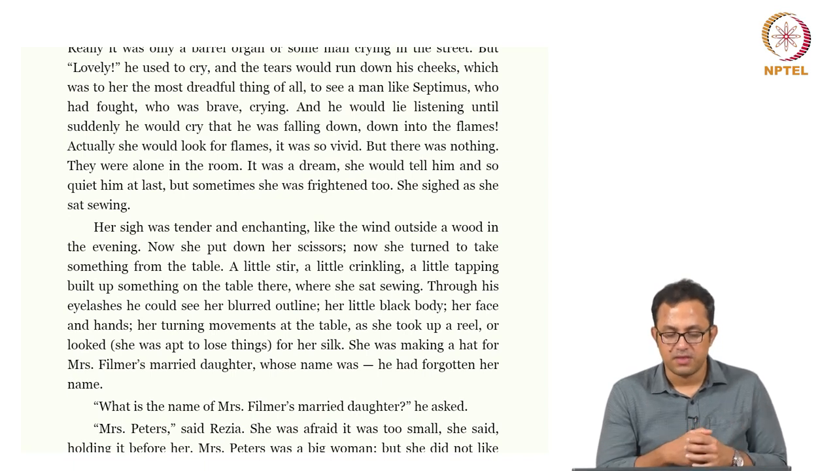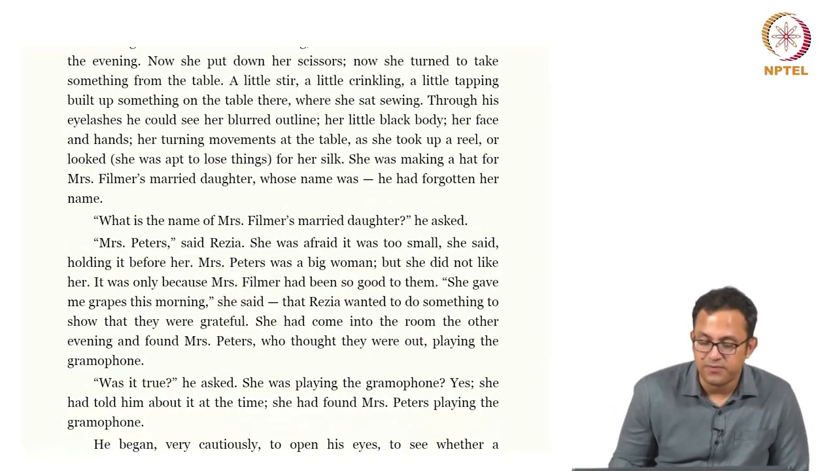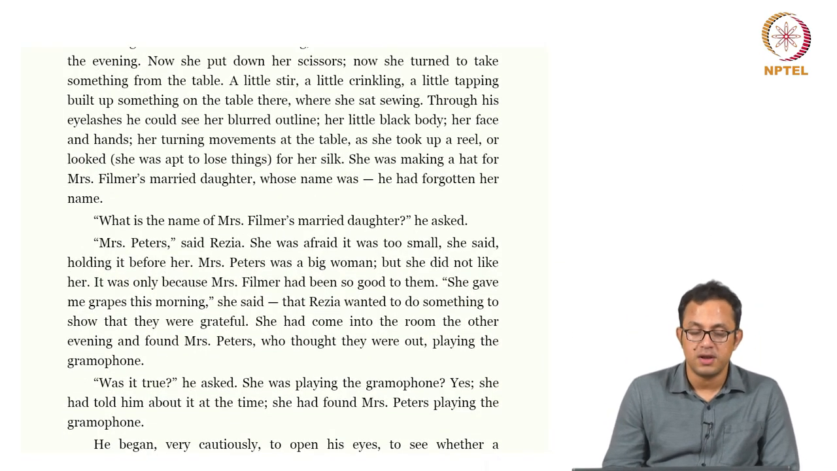What is the name of Mrs. Filmer's married daughter? he asks. Mrs. Peters, said Razia. She was afraid that it was too small, she said, holding it before her. Mrs. Peters was a big woman, but she did not like her. It was only because Mrs. Filmer had been so good to them. She gave me grapes this morning, she said.